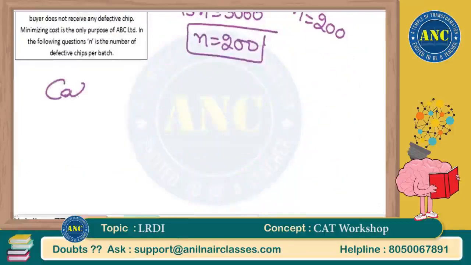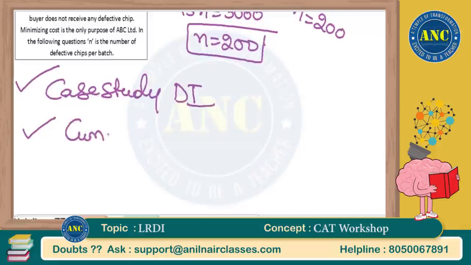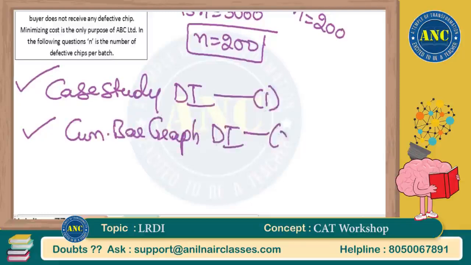Case study based DI. One problem we solved was a cumulative bar graph based DI, and another set we solved was a case study based DI. Two different sets. One is a cumulative bar graph based DI and another is a case study based DI. I hope it is clear. Next.